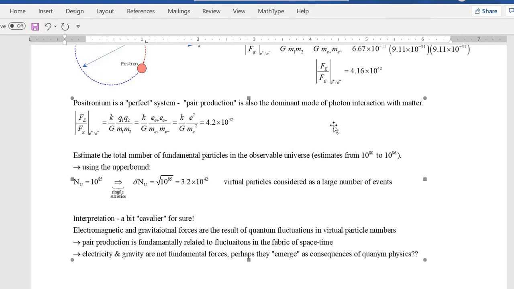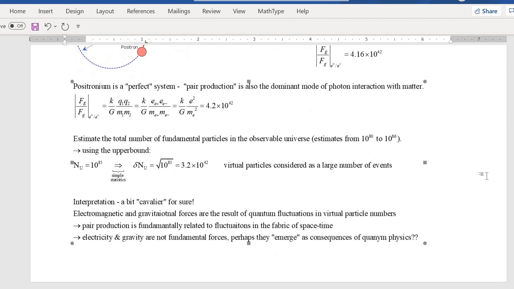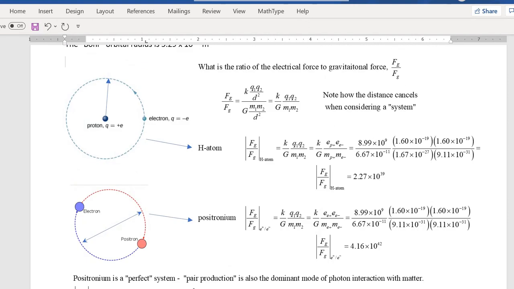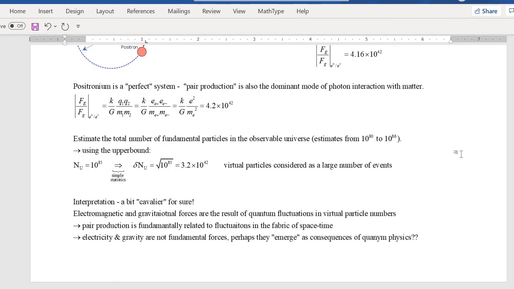Now pair production, or positronium, is also the dominant mode of photon interaction with matter. That's a statement about something called quantum electrodynamics. But anyway, let's look at that force again. Like we said earlier, I rounded it off here, it's about 4.2 times 10 to the 42. So let's look at that.